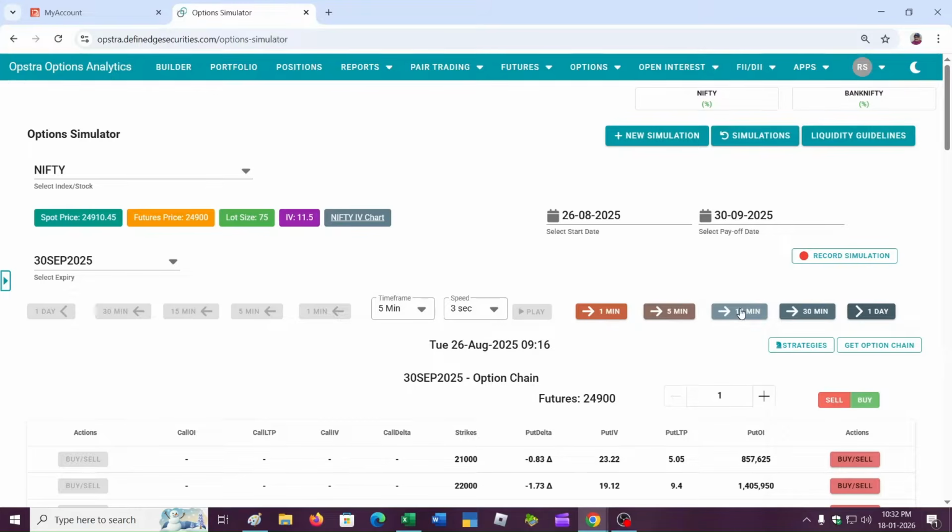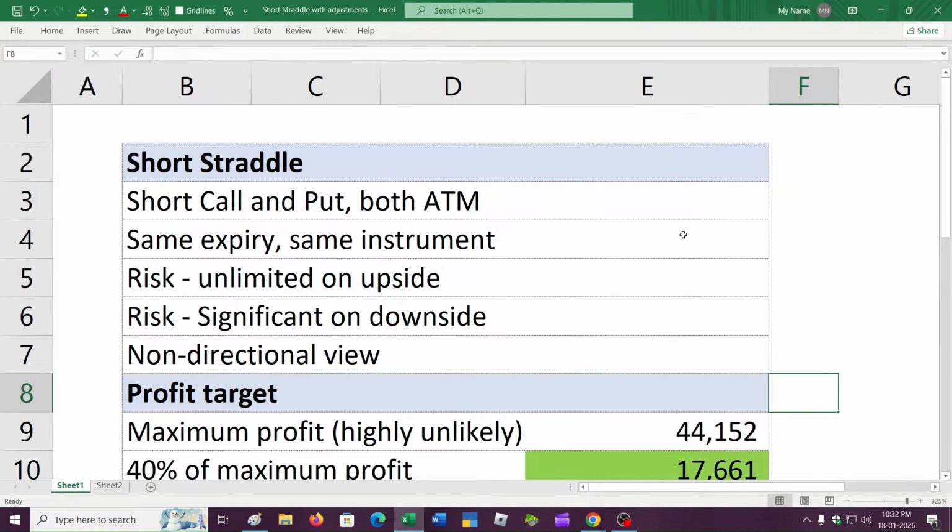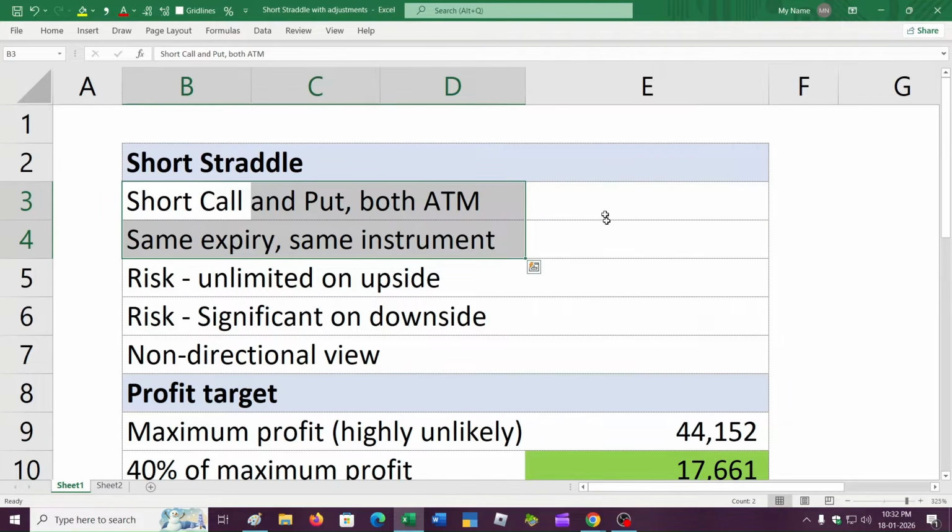In this video, we are looking at a short straddle and the possible adjustments that can be done to a short straddle. Okay, let's go find out what's a short straddle. In a short straddle, we are selling a call option and a put option, both at the money. They are both in the same expiry on the same instrument. If we do such kind of a transaction, that is a short straddle.